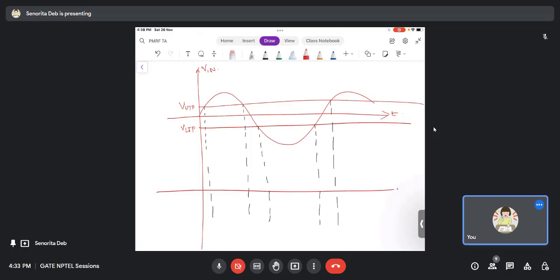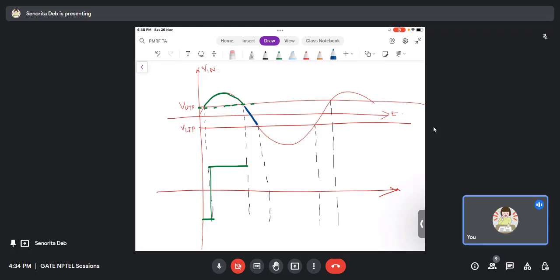Okay, so what will happen? We saw that when this input is less than VUTP, the input having gone to the non-inverting terminal, the output will be minus VCC. Now when the input has started growing more than VUTP, you see the VUTP is this constant line, right? So when the input is more than VUTP, it has to be plus VCC. And here it does not matter. Here if you see, it will still continue to be plus VCC.